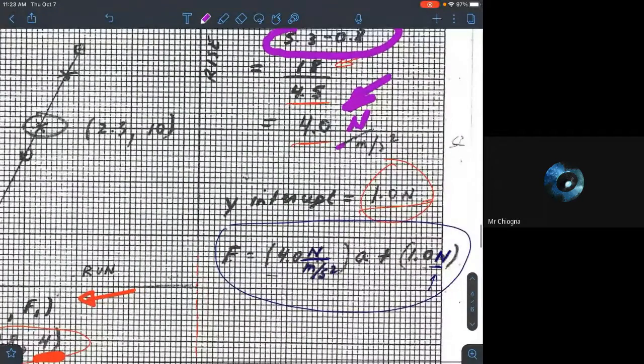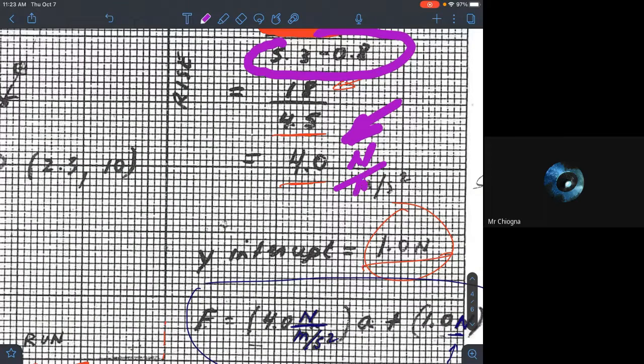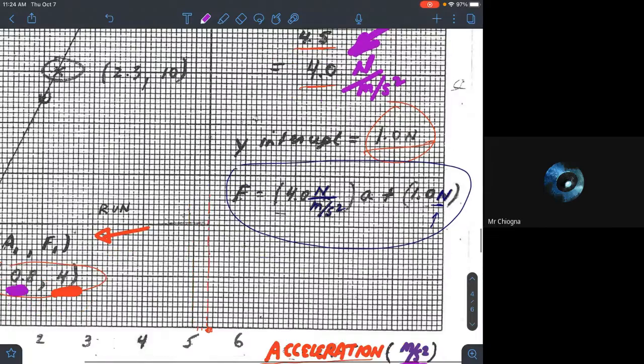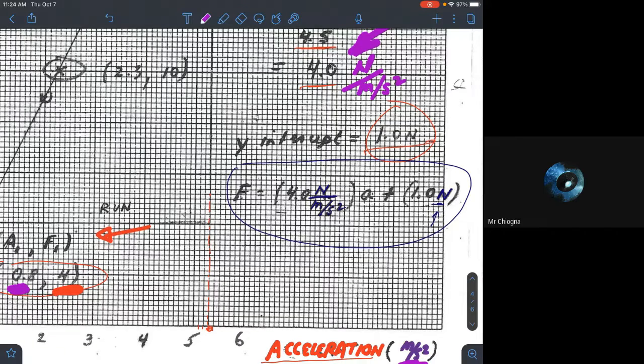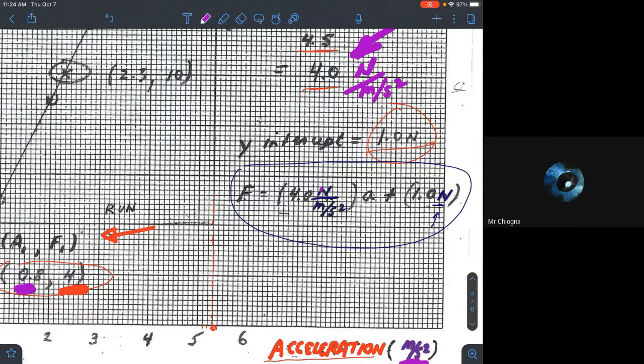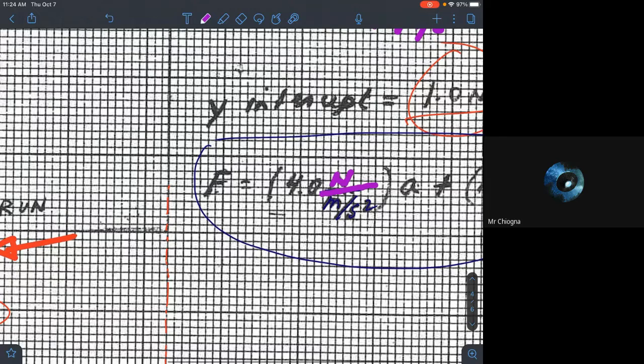I divided the Newtons of the vertical by the unit on the horizontal, which was meters per second squared. That's how I did it. That's how I got my unit. Now, when you're writing the value of the slope, make sure you include the units with it. That's why I put everything in brackets here. I'm just going to highlight the units in purple, just so you can more easily see it.